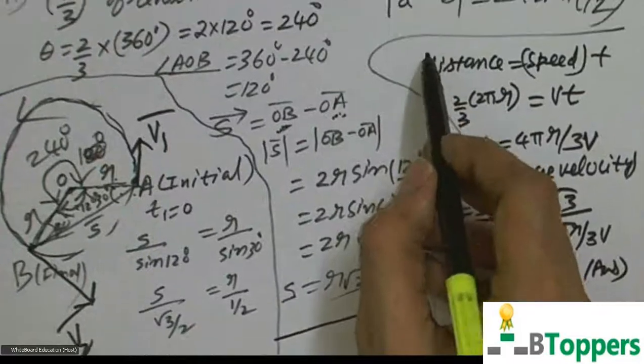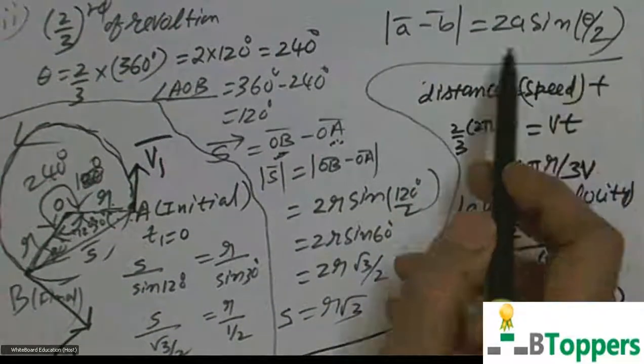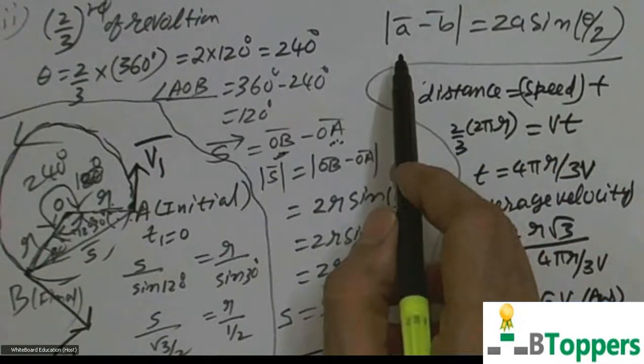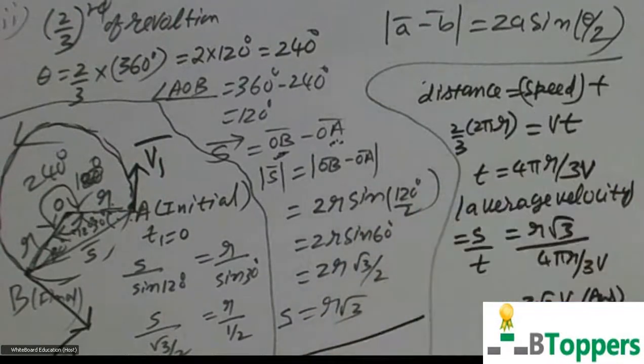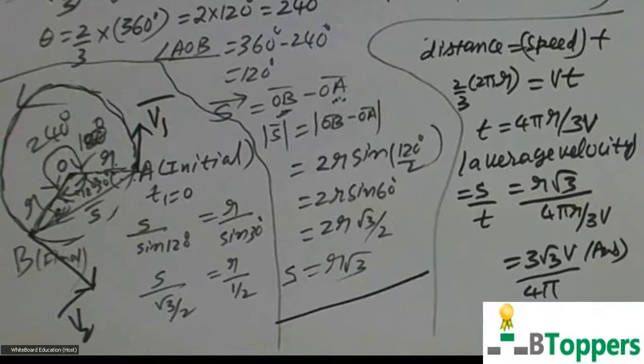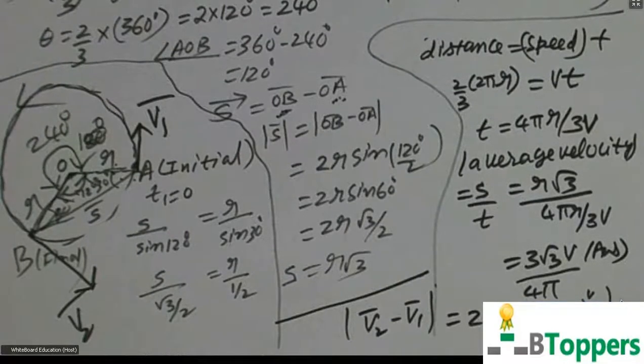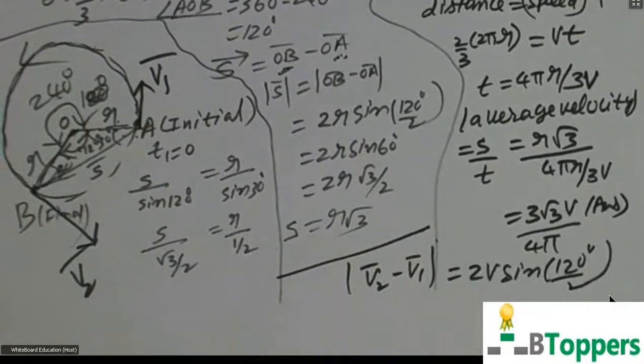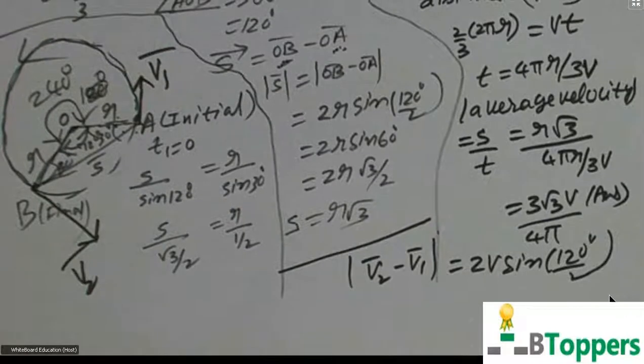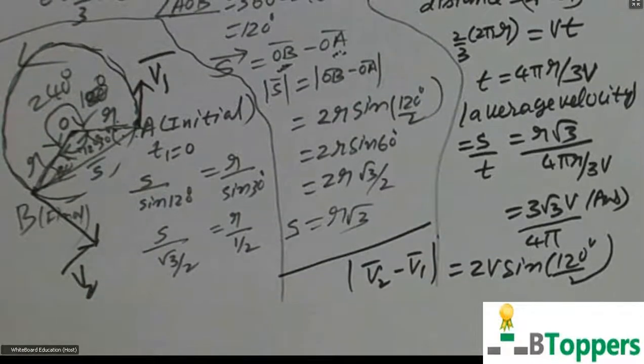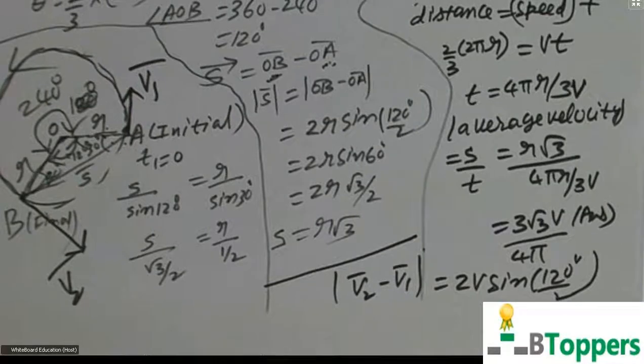So using this formula, if two vectors A bar and B bar have same magnitude, then mod of A bar minus B bar equals 2A sin theta by 2. Using that formula, mod of V2 bar minus V1 bar equals 2V sin theta by 2. Here you take theta as 120 degrees. You get the answer here, which I have given in the beginning.